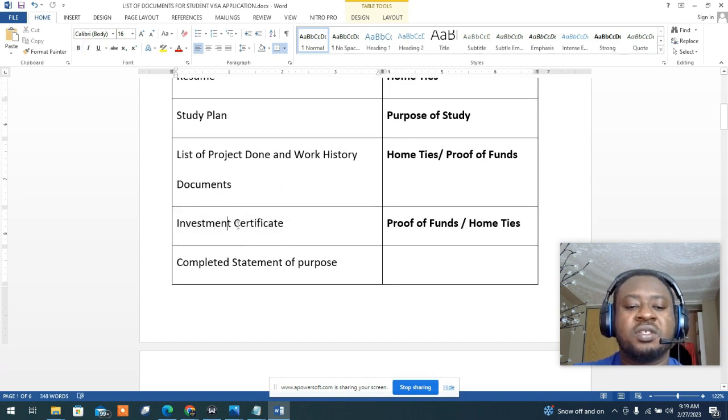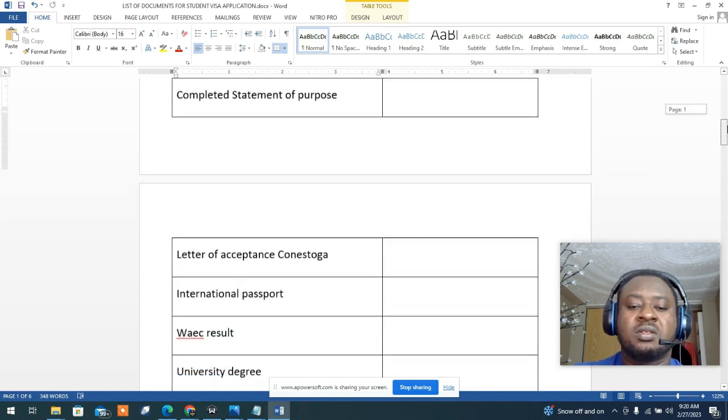Maybe you bought shares or you did business with somebody and there's an investment certificate issued to you, or maybe you are a professional shareholder in a company, so it can also stand as proof of funds or even as home ties. Then we have the completed statement of purpose. This is a letter you issued, just like a statement of purpose or letter of explanation you add alongside.